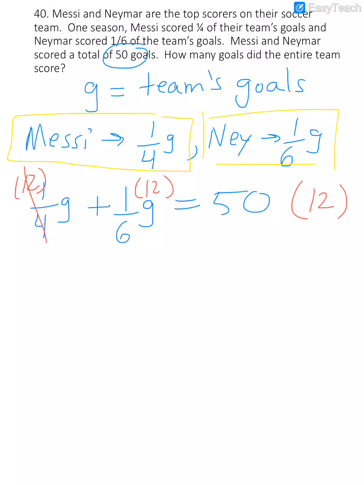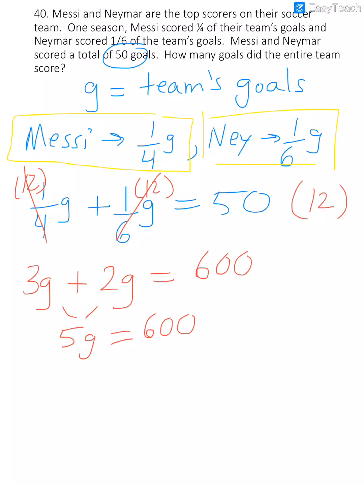So 12 divided by 4 is 3. So I end up with 3G plus 12 divided by 6 is 2G equals, nothing to divide here, so that'll give us 600. That's a large number, but we'll see that it will make our life easier in the long run to do this. We'll combine these terms to 5G equals 600, and then we're so close. Just divide both sides by 5, and I get G equals 120.